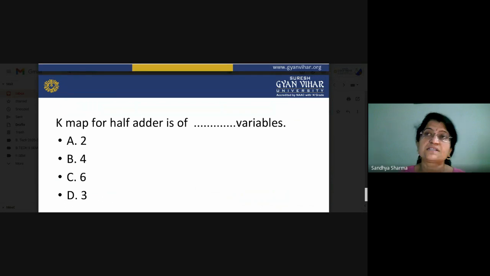So in previous lectures we have seen the half adder. In half adder there is a sum and there is a carry. So basically half adder is an addition of two bits. So what will happen there? Two variables and third one is the sum or carry. So basically if you are working on that, that is three variables.